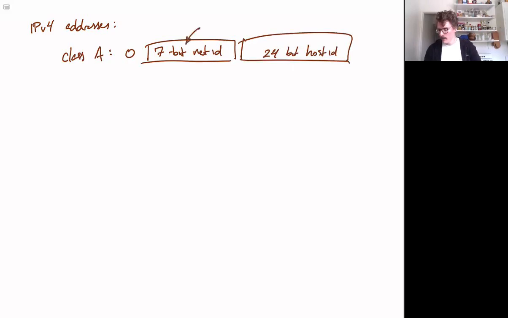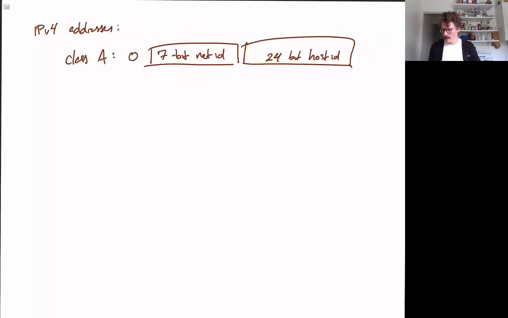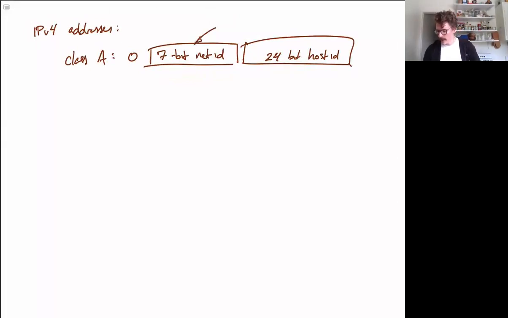So by a bit, I mean a 1 or a 0. So this is just a string of 7 ones and zeros. This is a string of 24 ones and zeros. And you don't need to care about what any of this stuff means as much, but I want to give some context for it, which is that this is what's identifying the network, and then these are the addresses sort of inside the network. So class A means, well, let me defer that for a second so that we can see what we can compare it to. But let me also say that a class A net ID can't be all ones.